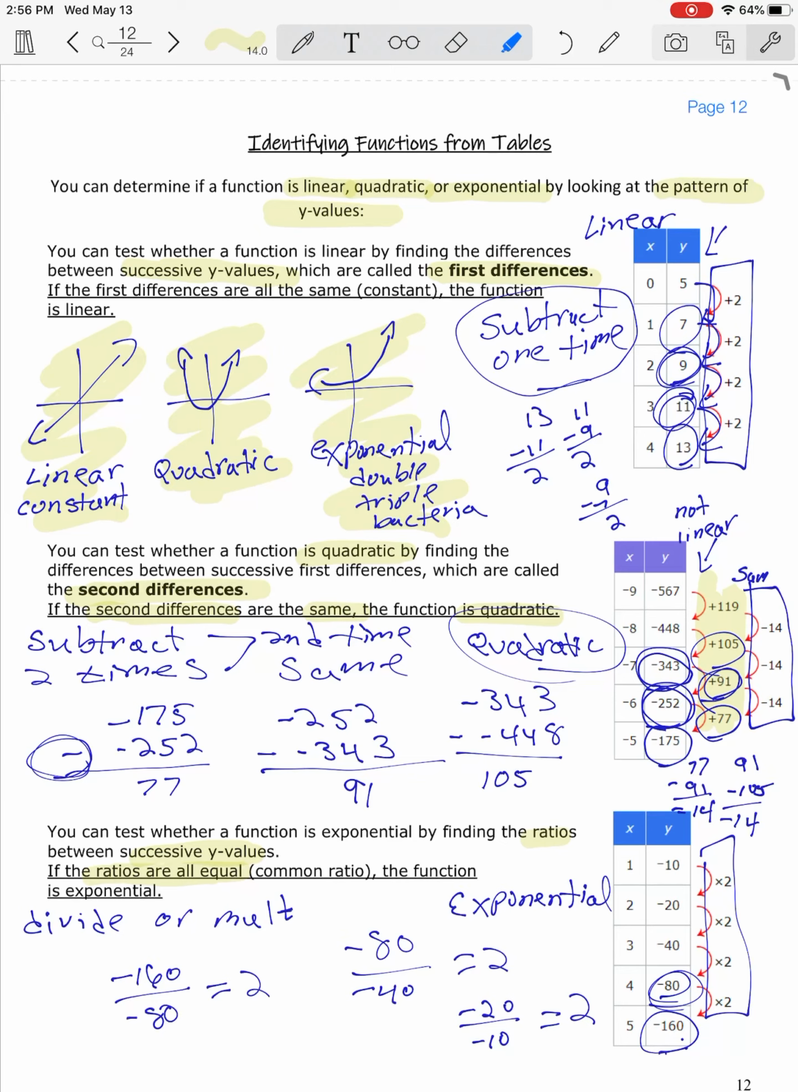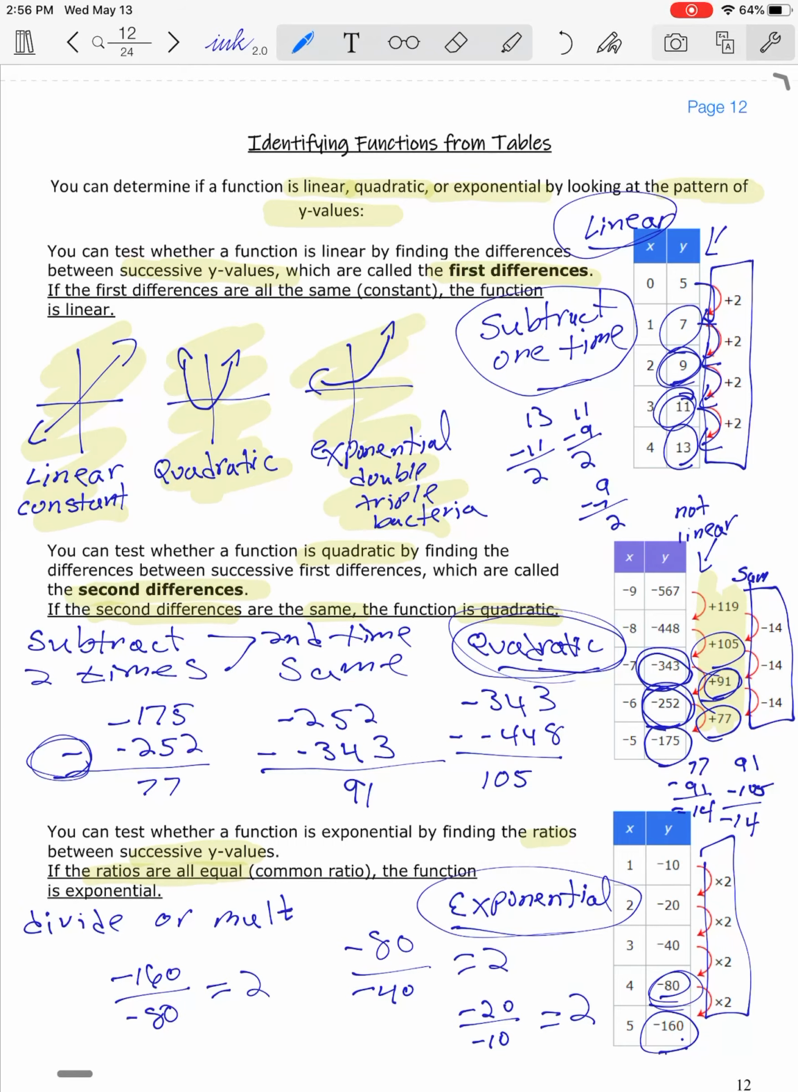Okay? So those are the 3 types. And we'll go again. Okay? Linear, when you subtract once, they're the same. Quadratic, when you subtract twice, they're the same. Exponential, you divide or multiply, and they're the same.